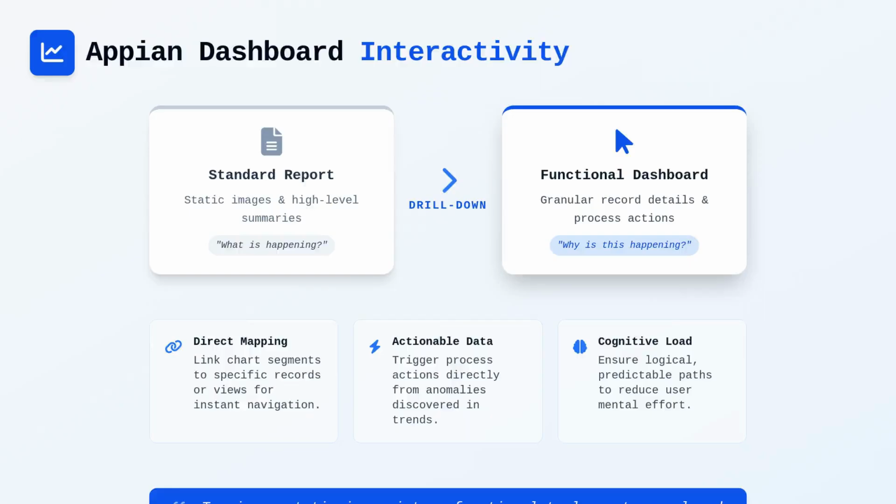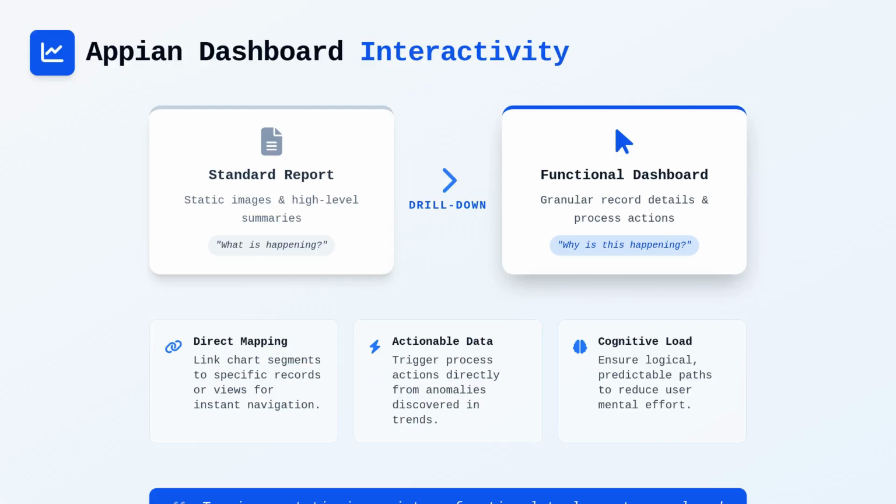Interactivity is what differentiates a standard graphical report from a functional Appian dashboard. By configuring drill-down capabilities, you allow end users to move from a high-level summary directly into the granular record details that explain the underlying trend. You achieve this by mapping links to specific chart segments, which can open related records in new views or trigger specific process actions.